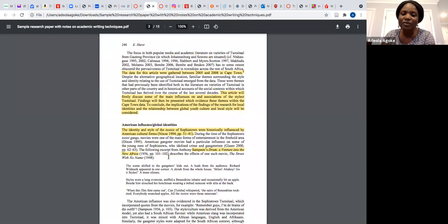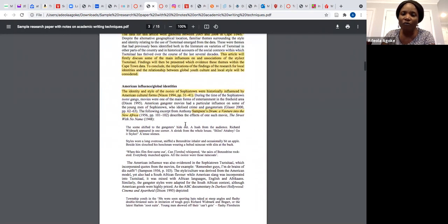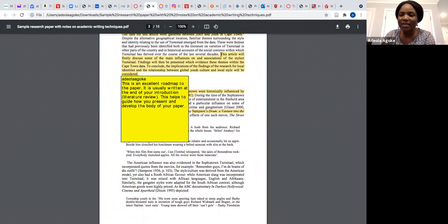However, this is where the body of the paper starts. Look at this place. This article, I'm reading, will firstly discuss some of the main influences on and associations of the dialects to Stistar. Findings will then be presented which evidence these themes within the Cape Town data. To conclude, the implications of the findings of the research for local identities and the relationship between global youth culture and local style will be considered. This is the roadmap I was talking about when I started this video.